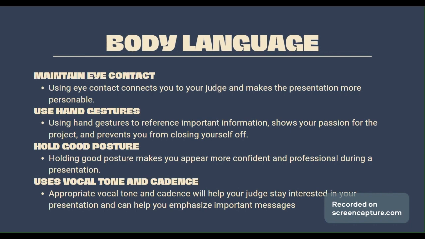When we talk about positive body language, like what we have on this slide, we also need to consider negative body language. Closing yourself off would be one example of that. Crossing your arms in front of each other could be one way of doing that because it distances yourself and makes you seem less approachable to your judge or whoever's watching your presentation. Kind of going hand in hand with that, make sure you're holding good posture. Good posture is going to make you appear more confident and professional during a presentation.